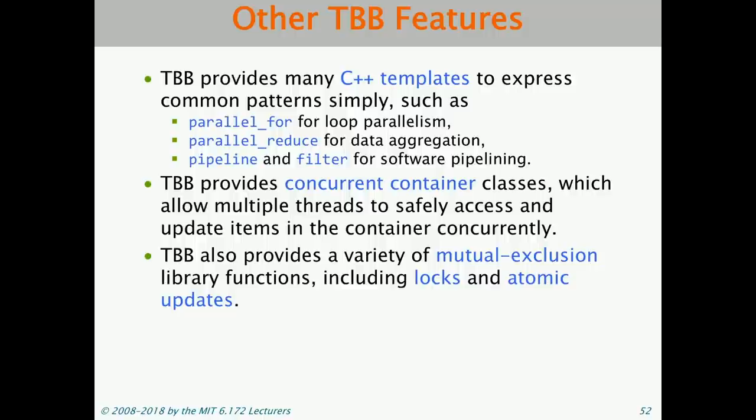TBB provides many concurrent container classes, which allow multiple threads to safely access and update the items in a container concurrently. For example, they have hash tables, trees, priority queues, and so on. You can just use these out of the box, and they'll work in parallel. You can do concurrent updates and reads to these data structures. TBB also has a variety of mutual exclusion library functions, such as locks and atomic operations. So there are a lot of features in TBB, which is why it's one of the more popular concurrency platforms. Because of all of these features, you don't have to implement many of these things by yourself and still get pretty good performance.